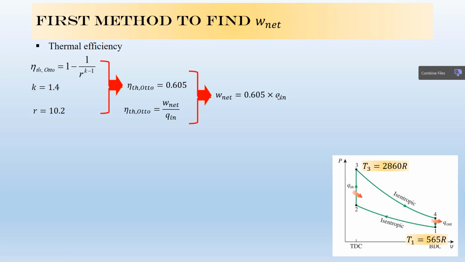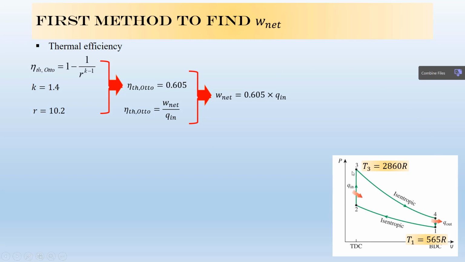So to find the Q in, you need to write the energy balance for the process between point 2 to 3. Keep in your mind that all processes in Otto cycles are closed system. So you can write Q net minus W net equals to the delta U. We normally assume that the changes in kinetic and potential energies are negligible. So Q net minus W net equals to delta U.